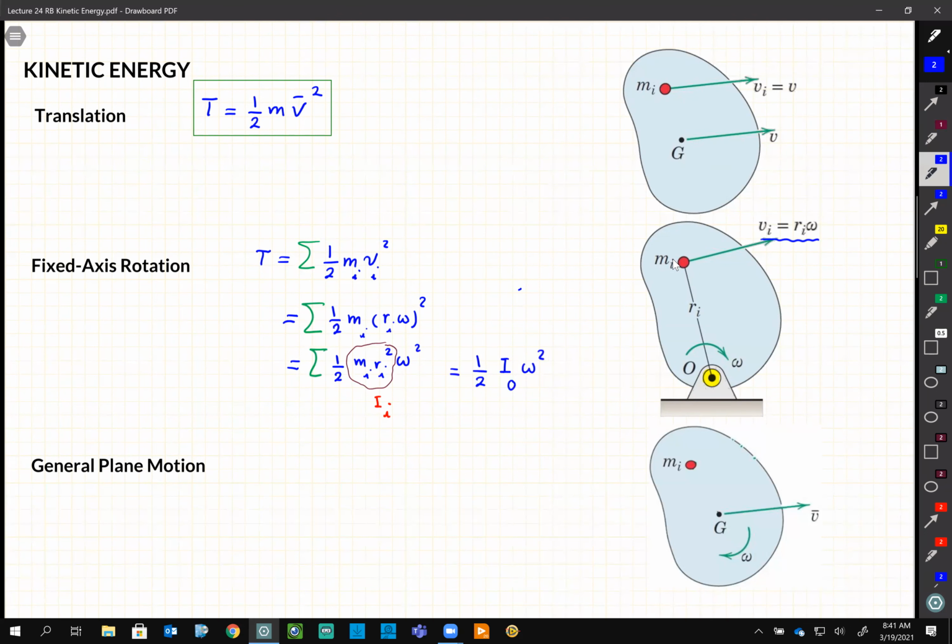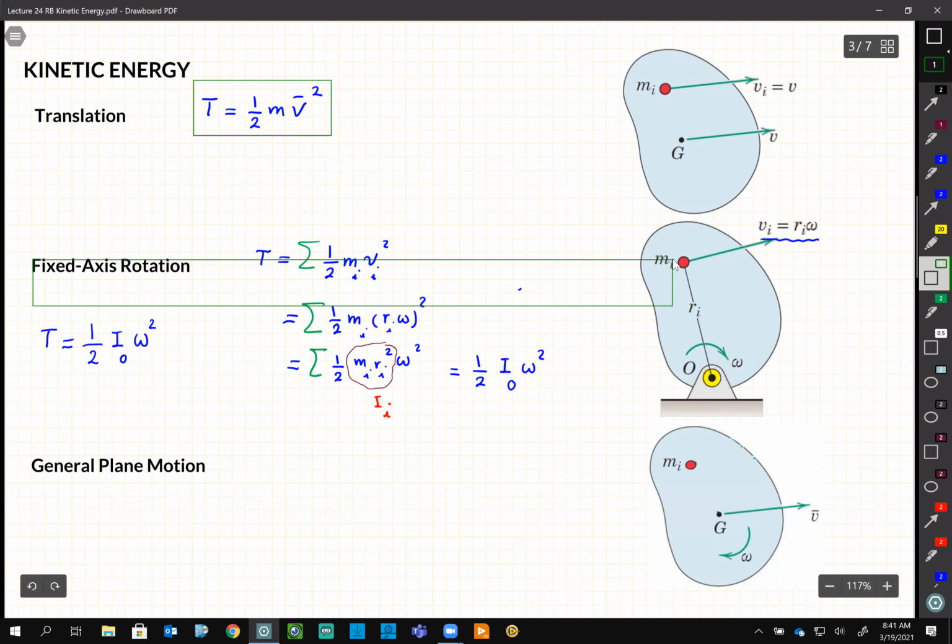To summarize, if we have pure rotation, the energy is half of I-O omega squared. In future, you do not need to write mi and so on and add them. It was just to show you where it comes from. Simply, when you have pure rotation, your energy is half of I-O, the moment of inertia about that point of rotation, omega squared.